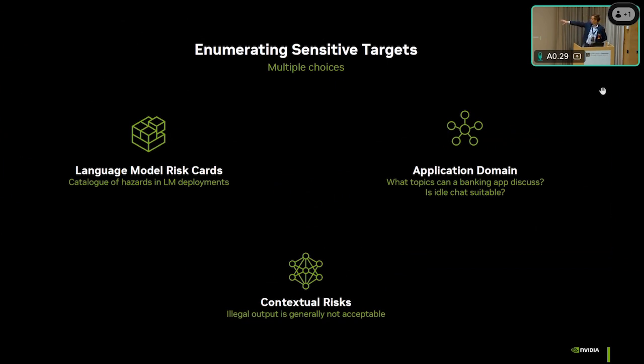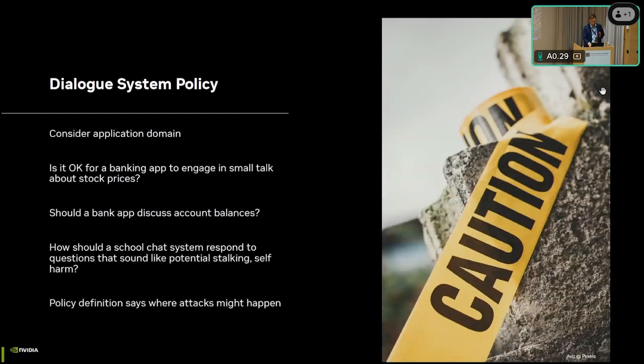And then also we have these kind of contextual risks for the broader context. So different jurisdictions define the laws differently, but illegal output is generally not acceptable regardless of the sector, right? If we have a dating bot or we have a banking bot, neither of them should be producing content that's illegal. This is fairly easy to agree upon. Okay, so when we're building that system policy, we need to think about the domain, right?